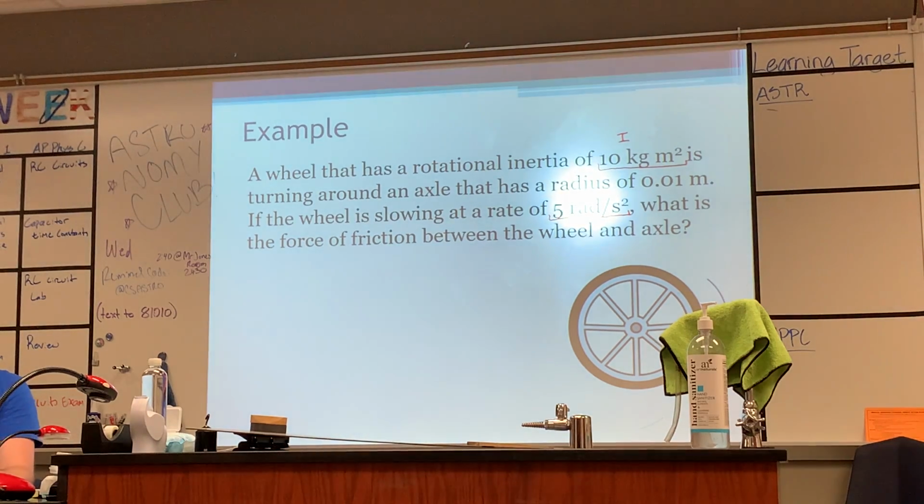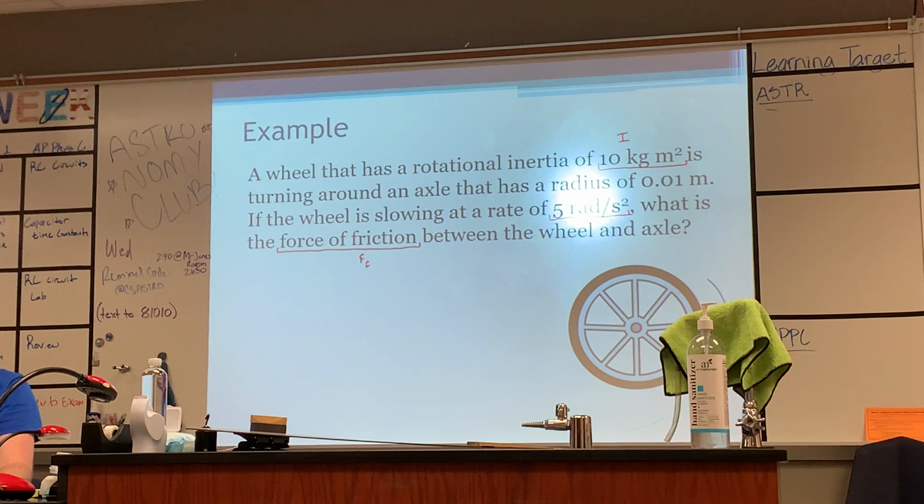And that's important because that means that this object is accelerating. The torques do not balance. When the torques are not balanced, you have to use Newton's second law. And then what we're being asked to find is the force of friction. And so I actually am going to need two equations to solve this. I can't solve it with a single equation.